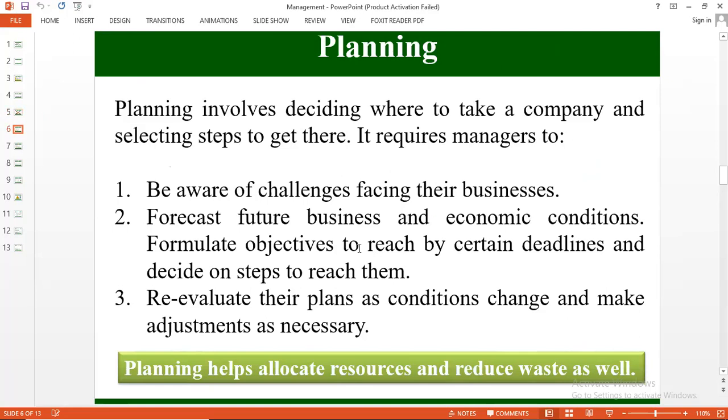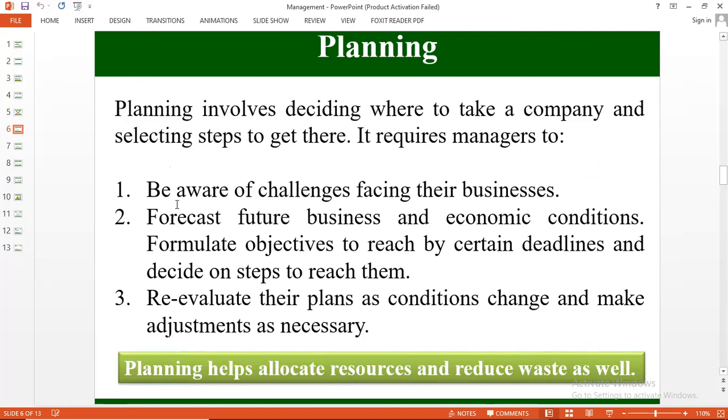Afterwards, we will discuss each of these individually in detail. First is planning. Planning involves deciding where to take a company and selecting steps to get there, meaning how to achieve the target at that particular location.